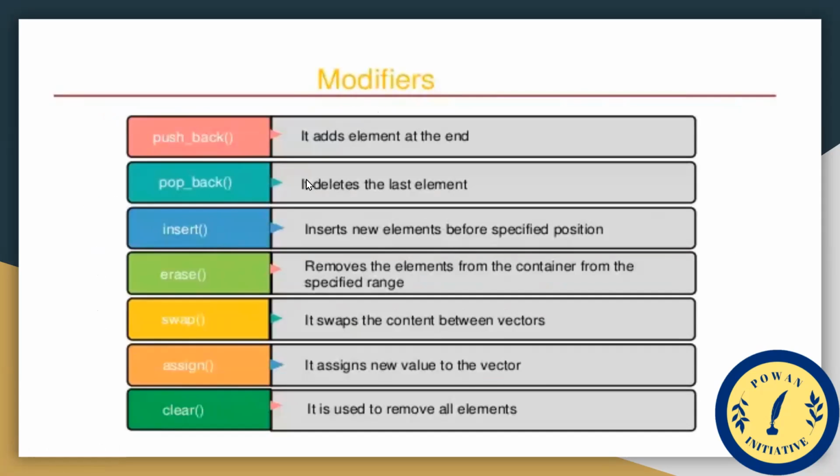Okay. Pop_back, it deletes the last element. Insert, it inserts the new elements before the specified position. Erase, it removes the elements from the container from the specified range. Swap, it swaps the content between vectors. Assign, it assigns a new value to the vector. And clear, it is used to remove all elements. These are all the modifiers. As the name suggests, it is used to change the meaning of a specific type of data. So we will look at each of these modifiers in the hands-on session.